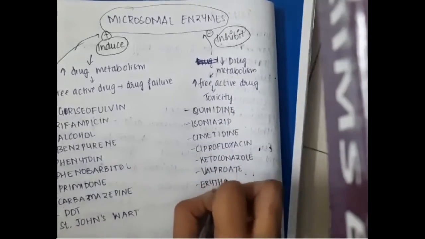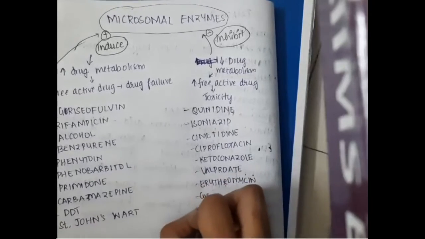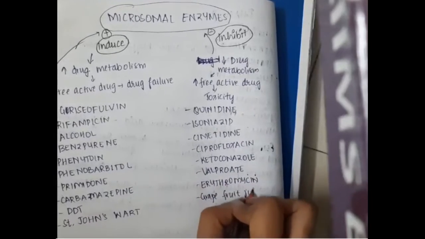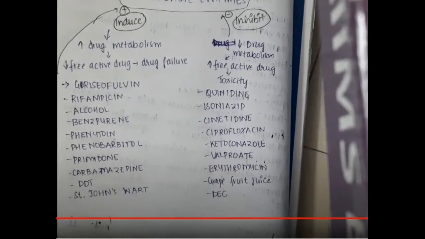erythromycin, grapefruit juice and DEC, that is diethylcarbamazine. So these are the drugs which inhibit the microsomal enzymes: quinidine, isoniazid, cimetidine, ciprofloxacin, ketoconazole, valproate, erythromycin, grapefruit juice and diethylcarbamazine. So these are the drugs which induce and inhibit microsomal enzymes.